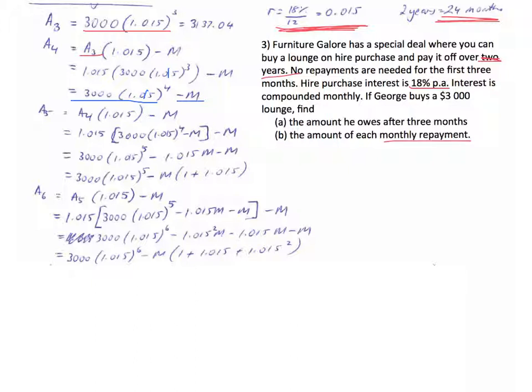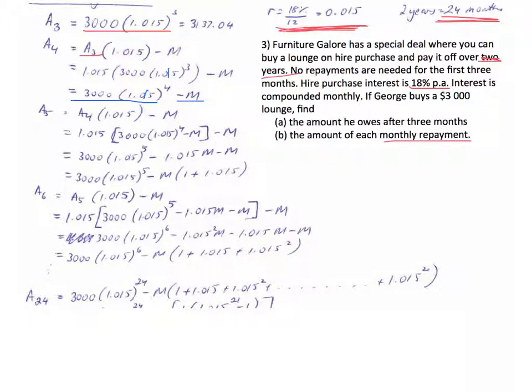Let's see if we can write an expression for the amount owing at the end of 24 months. So the amount owing at the end of 24 months. So you can see I've got a little... So can you notice that the month there is equal to the power there? Same there, 5 there, 5 there. So A24, there'll be a 24 there. Then we have a sum of a GP here, 1 plus 1.015 plus 1.015 squared.